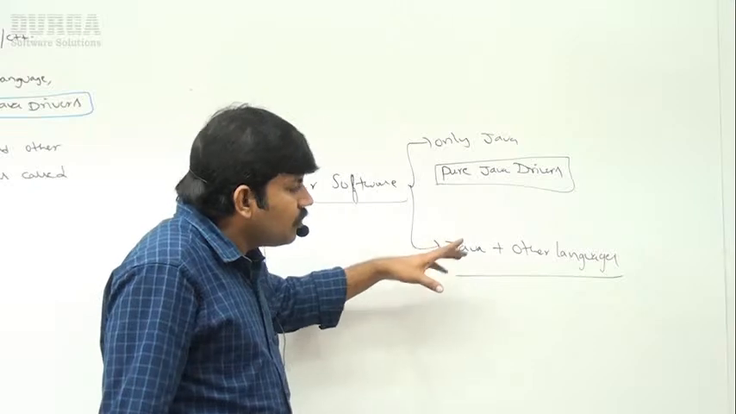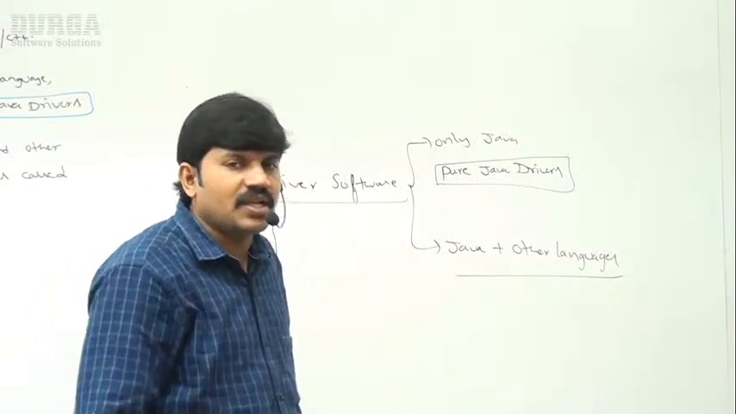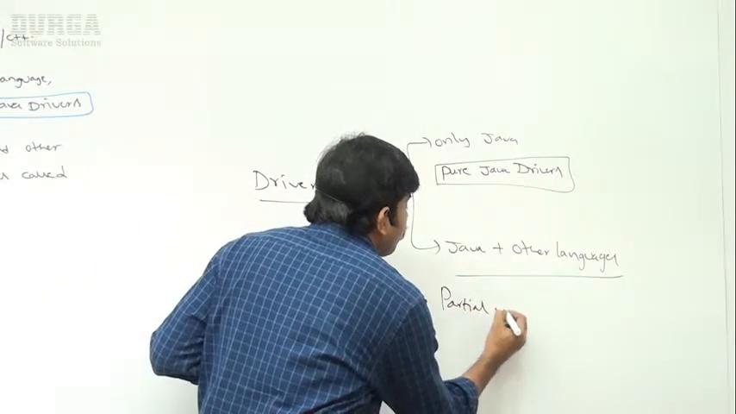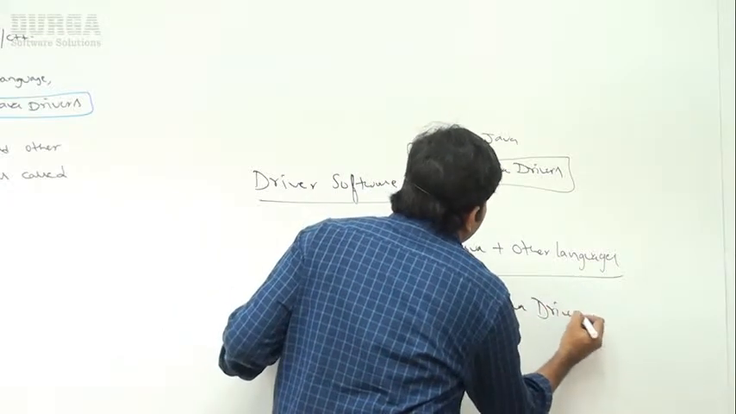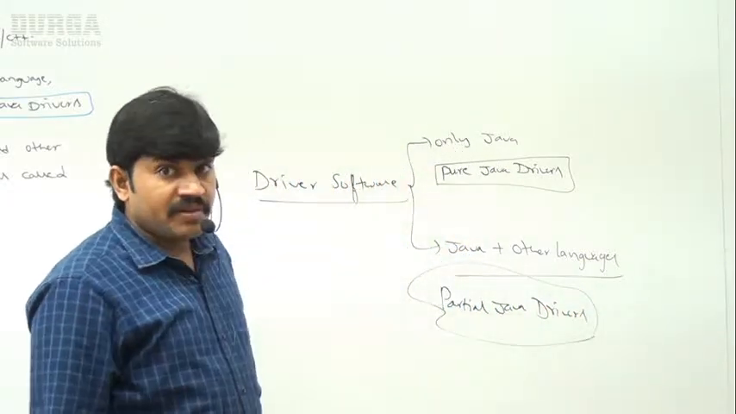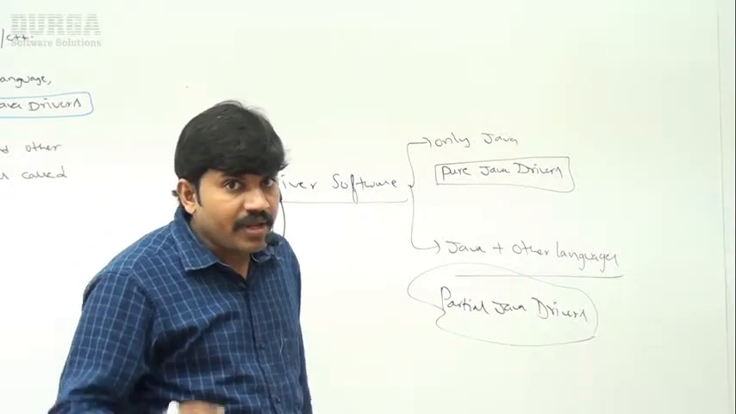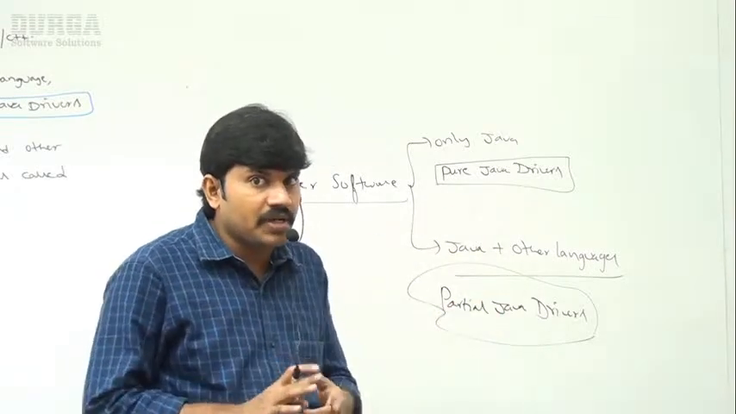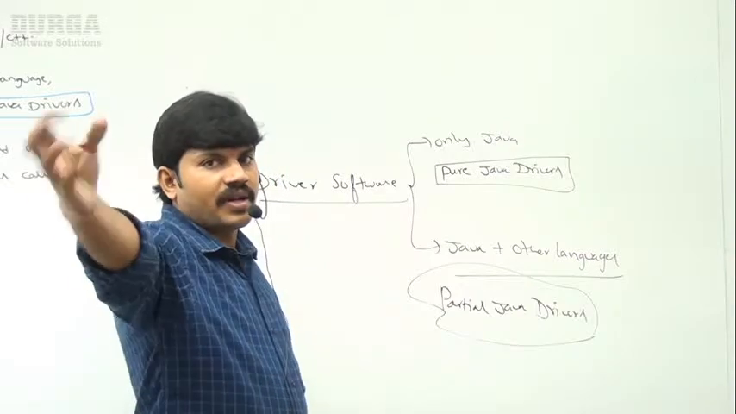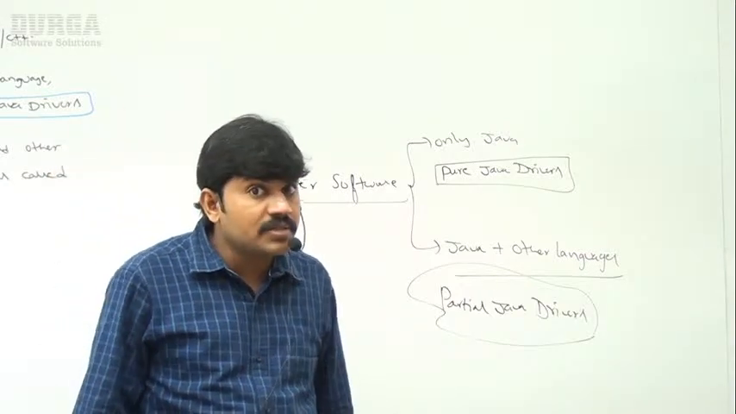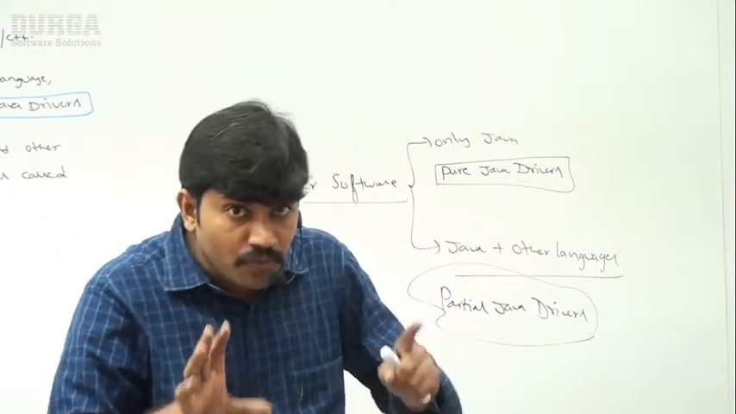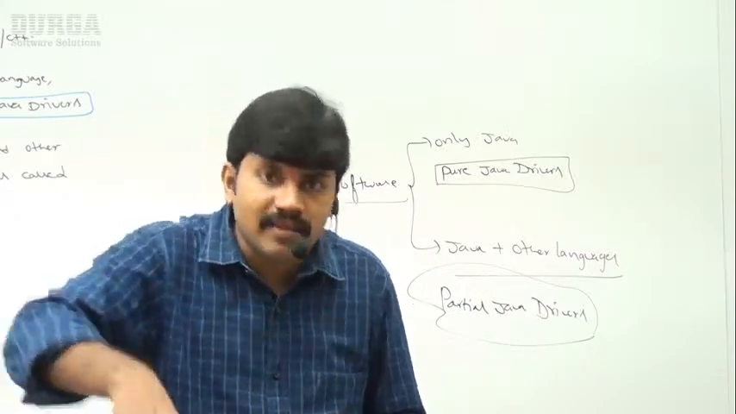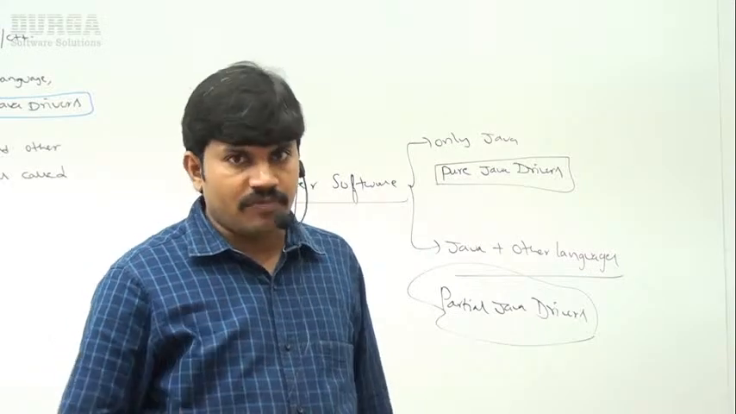Sometimes I can use Java with some other languages like C or C++. Such type of driver softwares are called partial Java drivers. Are you getting? Remember this one. So pure Java drivers are there, partial Java drivers are there. In the next topic, while talking about types of drivers, these words we are going to use repeatedly. If I use pure Java driver, full Java driver anywhere, what is the meaning of that? The total driver software is developed by using only Java language. If I use partial Java driver, Java with other languages is used to develop driver software. Clear for all of you?